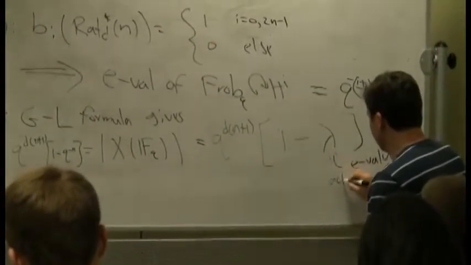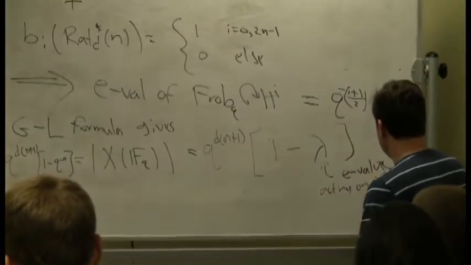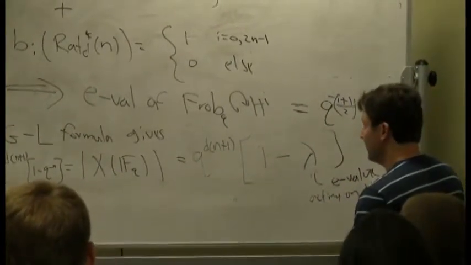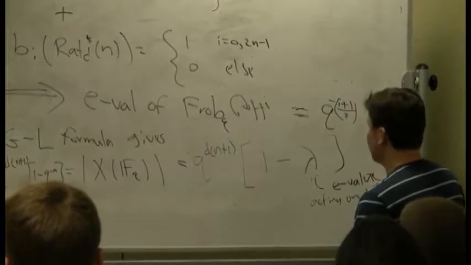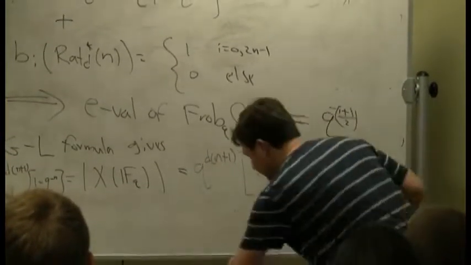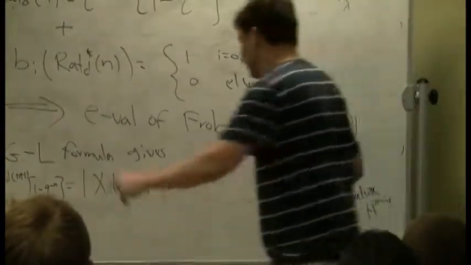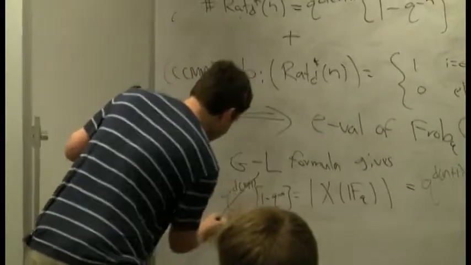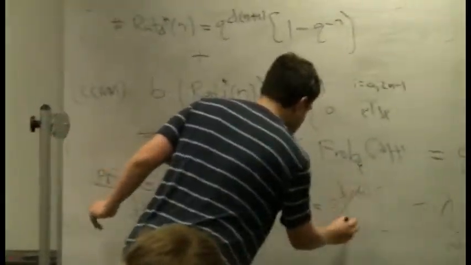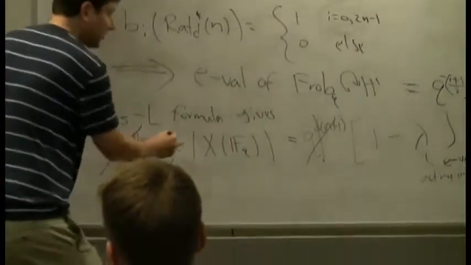And it's acting on h to the, what did I say, 2n minus 1? So I now want to say in terms of I. So what happens is this crosses out on both sides. The 1s cross out.